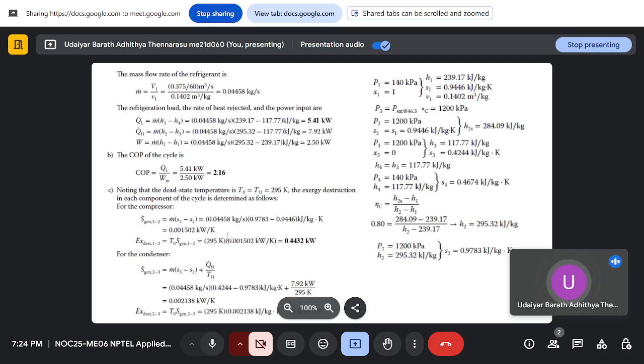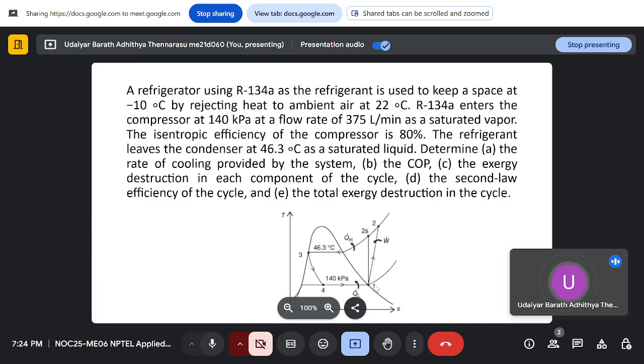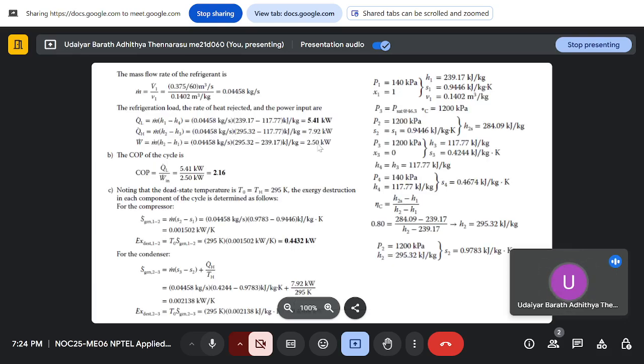So for finding out mass flow rate, m dot is your volume flow rate divided by specific volume. The volume flow rate is given as 375 liters per minute. Converting into meter cube per second, since 1 liter is 10 power minus 3 meter cube, 0.375 divided by 60 gives me meter cube per second, divided by the specific volume. The specific volume at state 1 for 140 kilopascal is 0.1402. So it will give me a mass flow rate of 0.04458 kg per second.